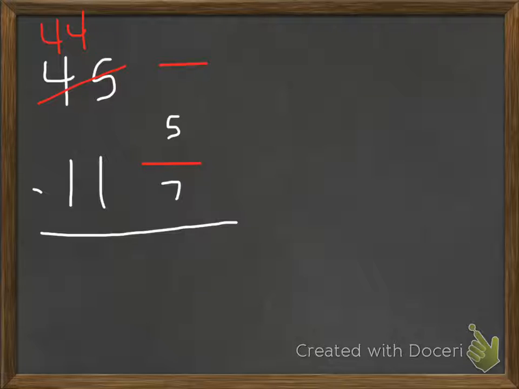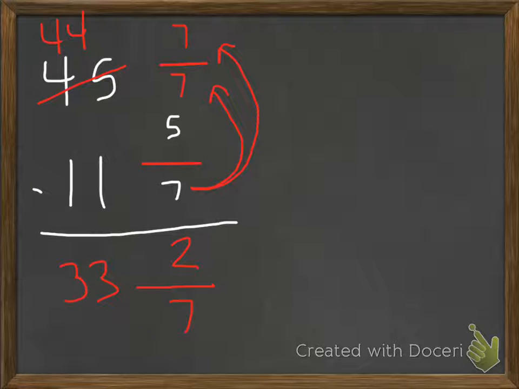This fraction is going to become 7/7 because we're taking this denominator and making it my new numerator and denominator. 7 minus 5 is 2. 7 is still the denominator. And 44 minus 11 is 33. Okay, we're subtracting the numerators and the denominator stays the same. And then subtract the whole numbers and get 33 and 2/7.